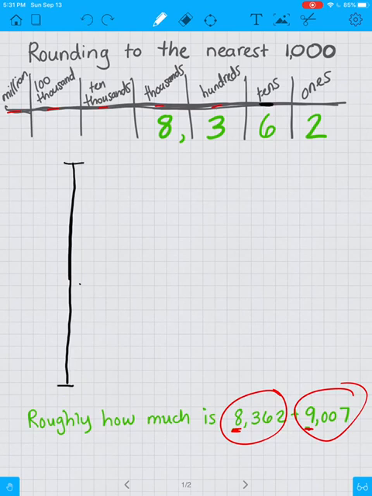Whoops, I took too much away there. All right, so I'm looking at my number 8,362. Susie, shh.